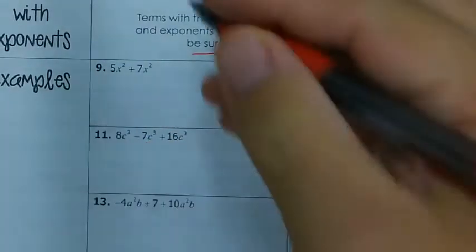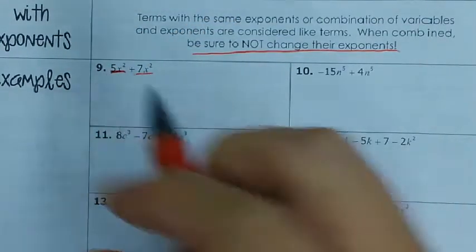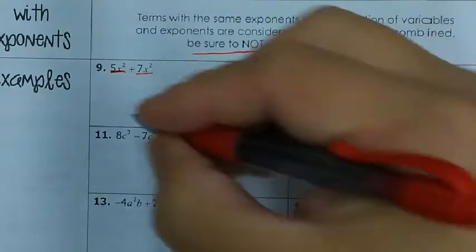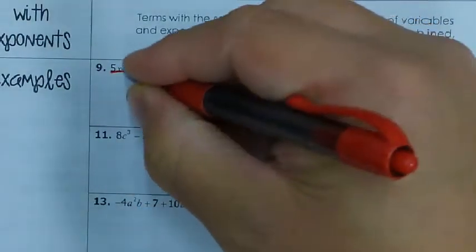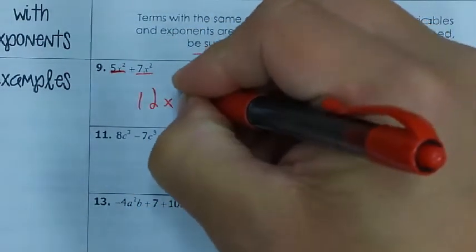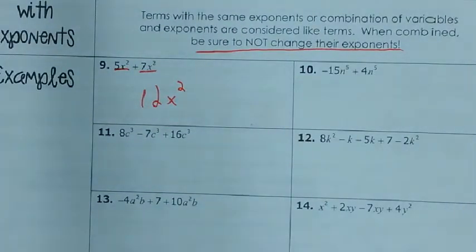So here, these are like terms because they both have x squared. So what is 5 plus 7? 12. And then just bring down the variable with the exponent, and that's your answer. So 12x squared.